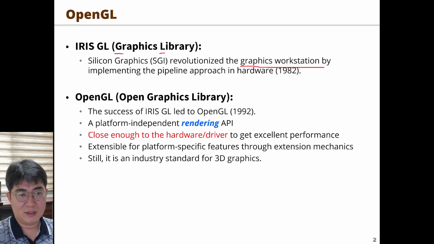And here we again see platform independent rendering API. Here, platform means more like the operating system. So Linux, Windows, Apple, and something more. Whatever platform we use, the API stays the same. That is the meaning of platform independent rendering API.